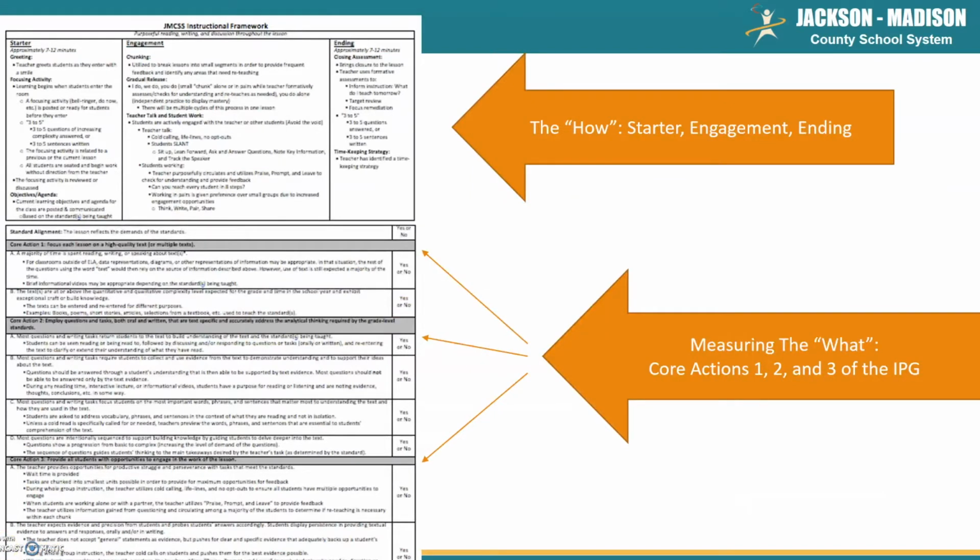Here we see the instructional framework as it is laid out, with the starter, engagement, and ending across the top, and the standards alignment and core actions providing the foundation for the lesson. Together, these form our instructional framework, which serves as the guidance for how we teach and what we teach.